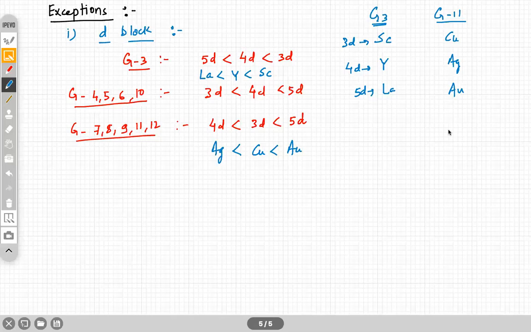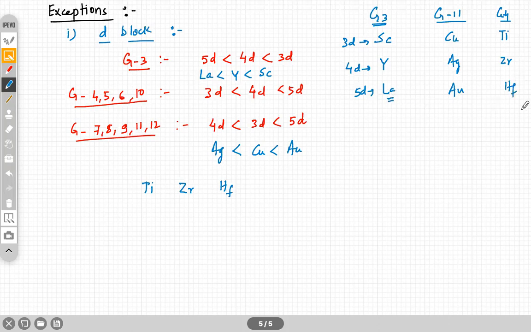Okay, and there is one more trend we have in this, I'll tell you. That trend is titanium, zirconium, and hafnium. Which group is this? Ti, Zr, and Hf. Group 4, right? So group 4 elements, you see, we have titanium, we have zirconium, and we have hafnium.